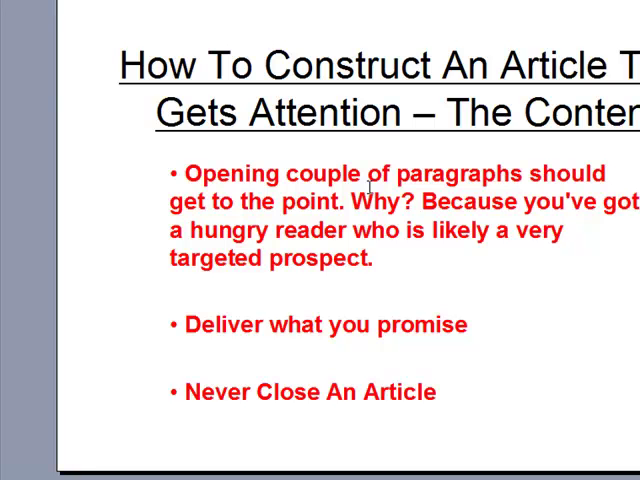It's something most article marketers don't pay attention to or don't consider, but it is so vital in keeping someone's attention and making them want to read your article from start to finish, and then your resource box. That's coming up in our next lesson.